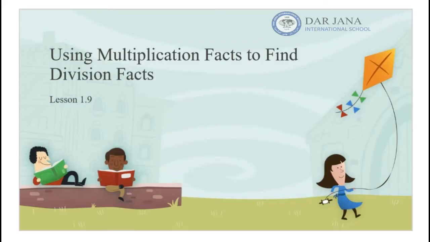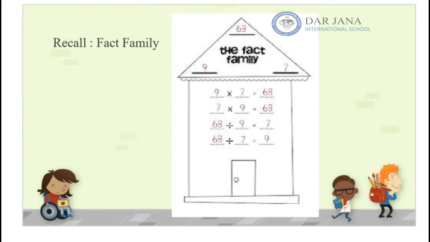Today we're going to take a new lesson. It's going to be about using multiplication facts to find division facts. Remember when we took fact family and we said that numbers can be related to each other? For example, I have 9, 7. To check if they are related to each other, I multiply 9 times 7. If it gives me 63, this means these three numbers are related to each other.